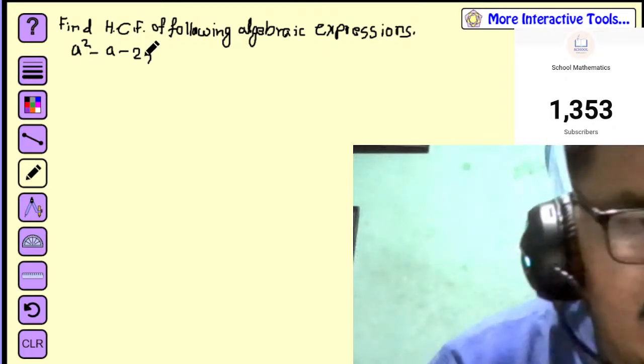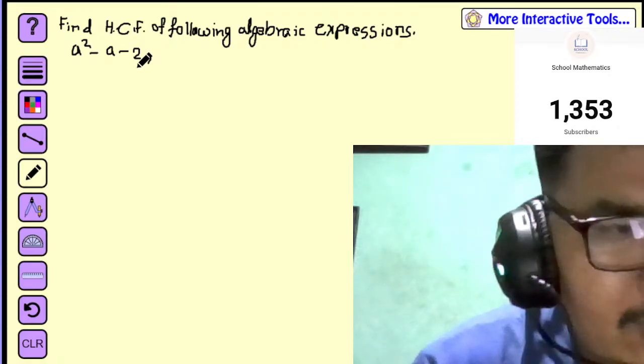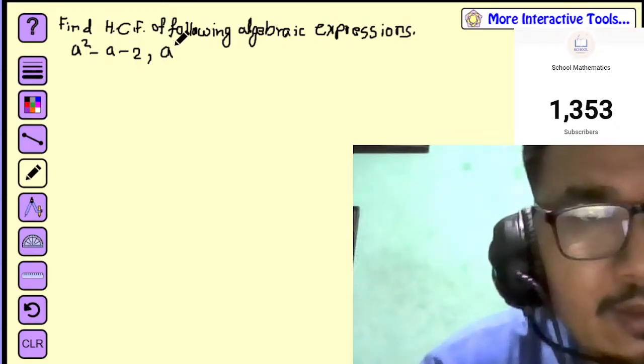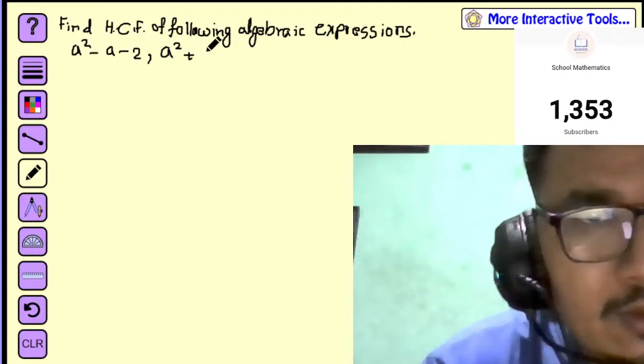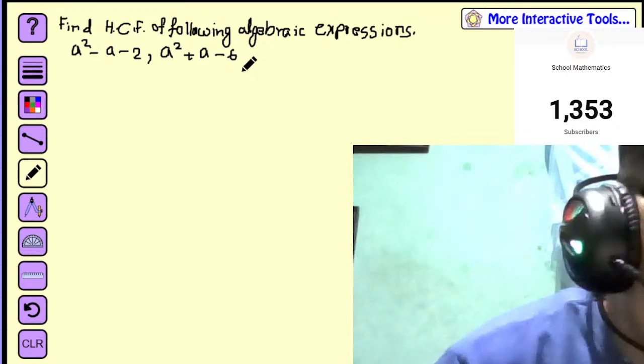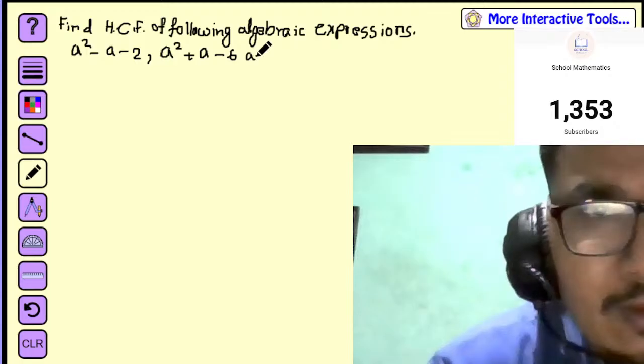And the second expression given is a square plus a minus 6. Okay, there is given a square plus a minus 6.